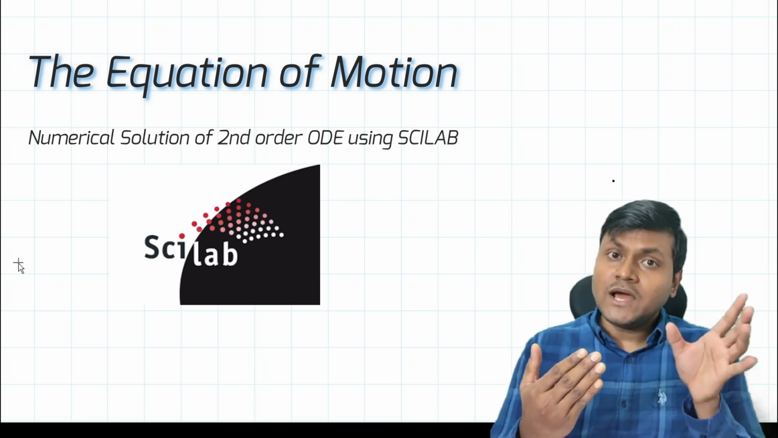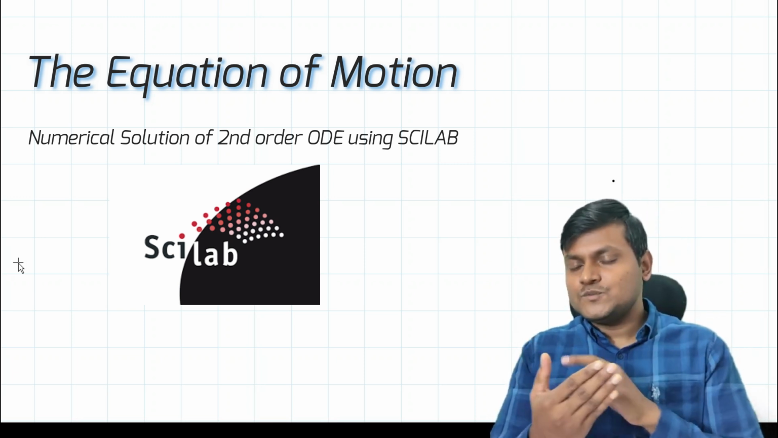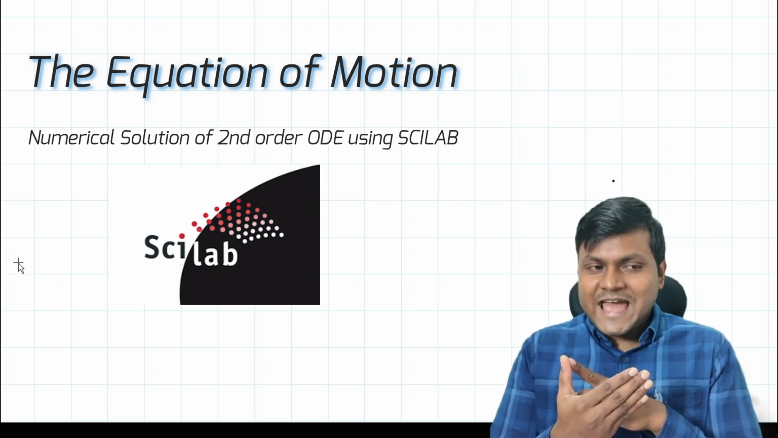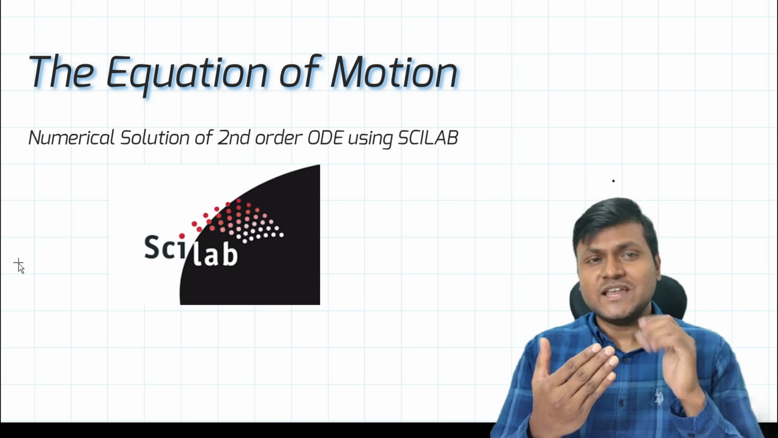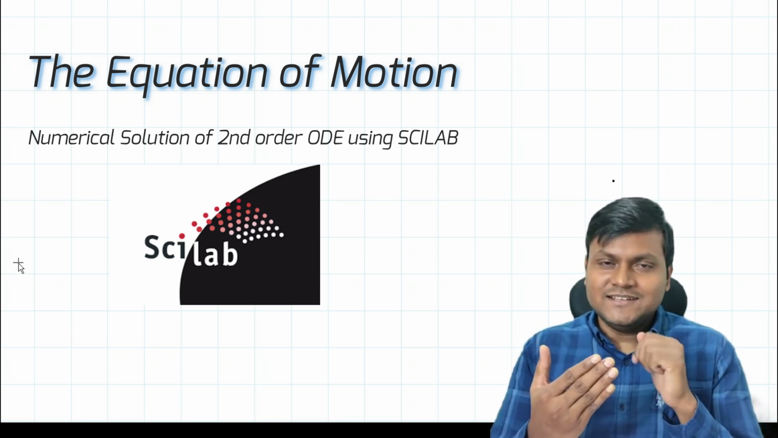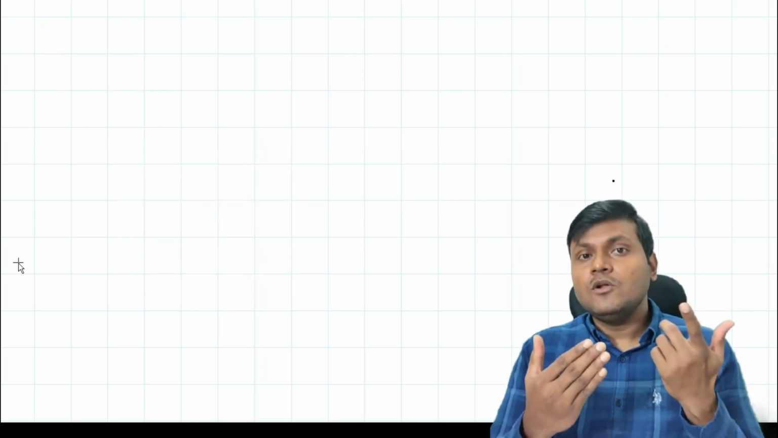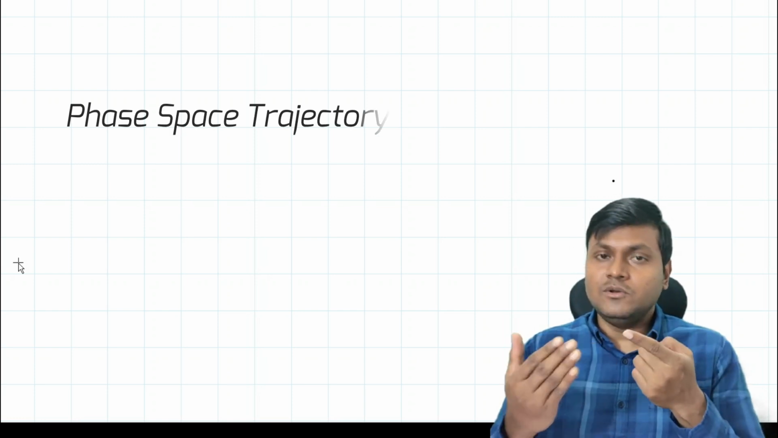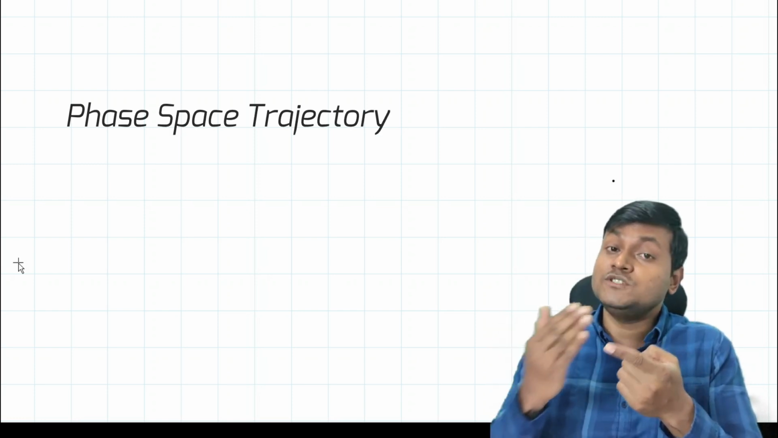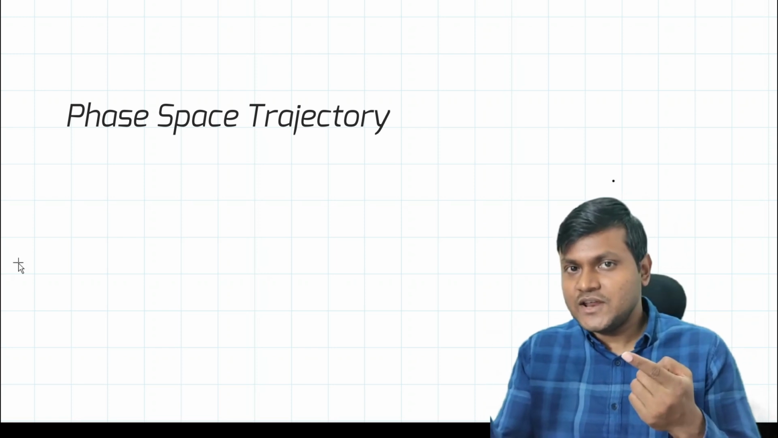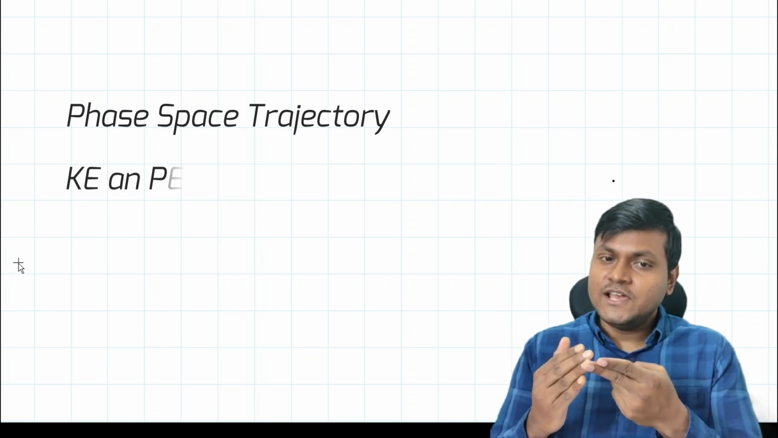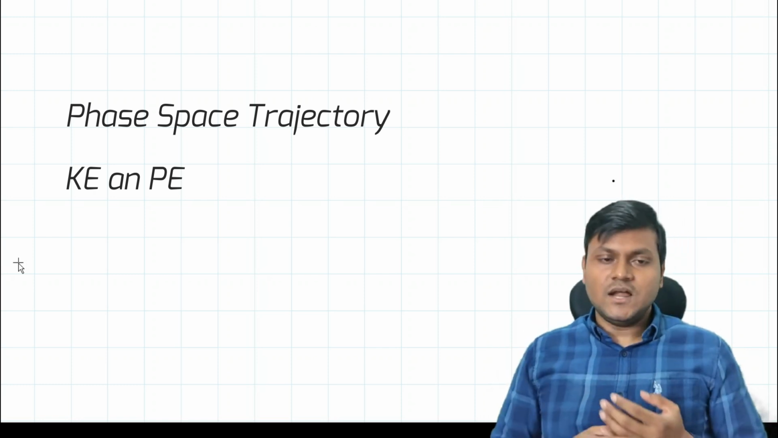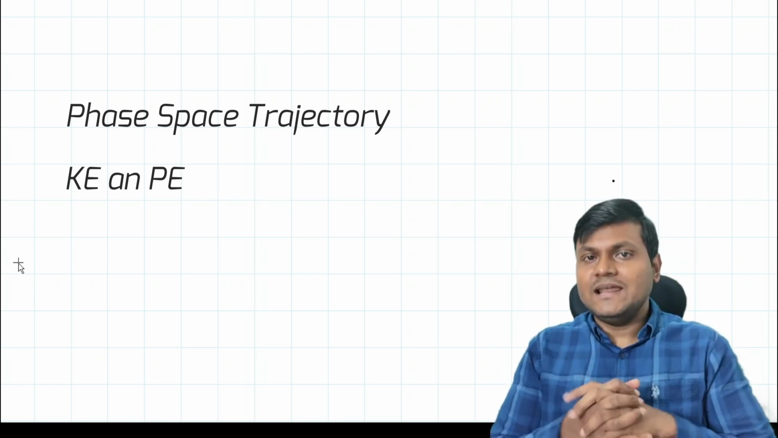And once we do that, we will compare the results for small angle approximations and the results without considering the small angle approximations, and we will see how they differ from each other. Then we will also look at the phase space trajectory. We will look at how the momentum varies for both small angles as well as for larger angles. We will also look at how the kinetic energy and the potential energy vary for small angles as well as larger angles.